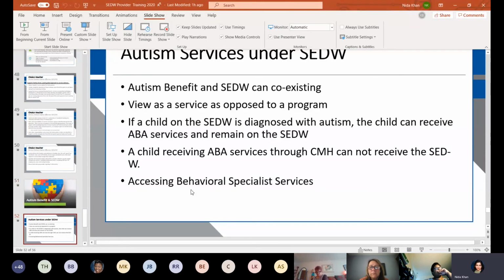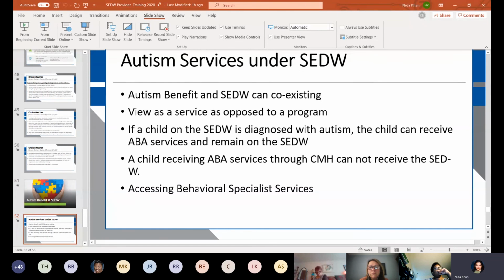If someone is already in ABA services through CMH, they cannot get SED waiver. However, if someone is eligible for SED waiver and starts working with an SED waiver team, and later it's identified that the individual has some ABA concerns or needs or would benefit from some ABA therapy, then we can provide ABA services to that individual. So it's very important that you understand the difference. Someone receiving ABA services through CMH cannot get SED waiver, but someone on SED waiver can receive ABA services. You basically want to look at it as a program rather than getting into the ABA CMH services.